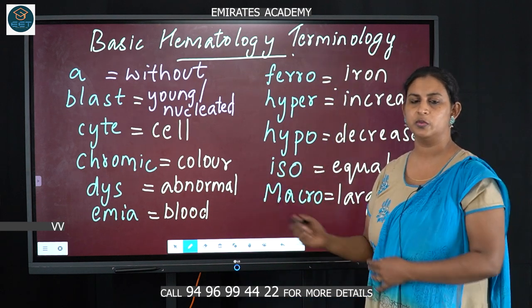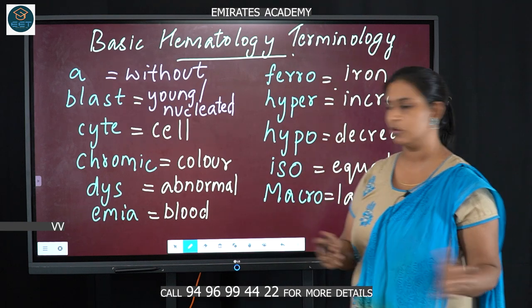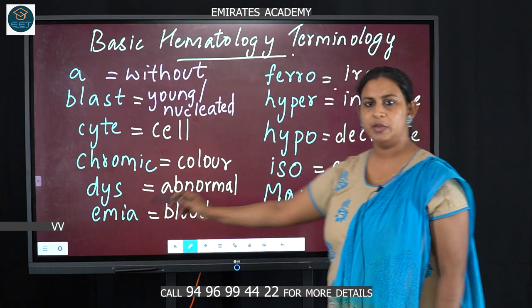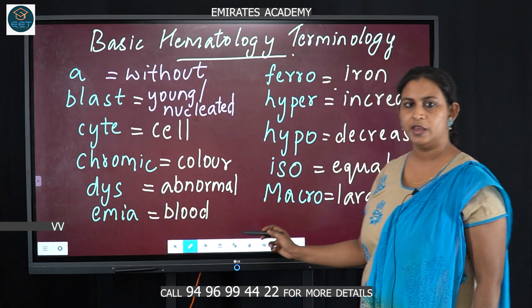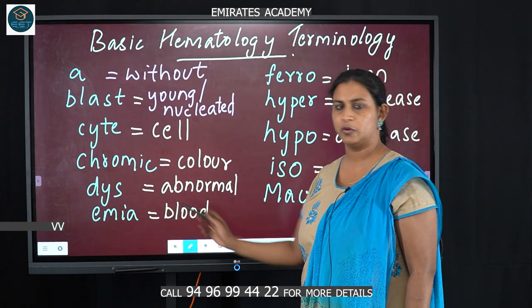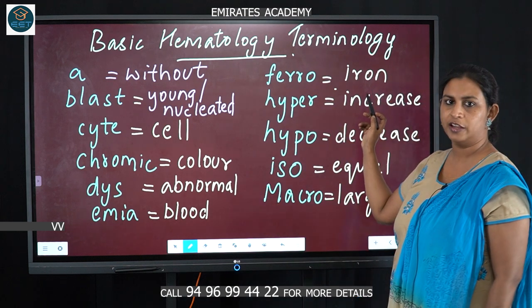Dys means abnormal, okay? Dysuria, like that. It is different from the normal, so it is abnormal. So the word dys means abnormal. Emia means blood, okay? As I said, anemia, so without blood, without hemoglobin. So emia means blood. Then ferro means iron.